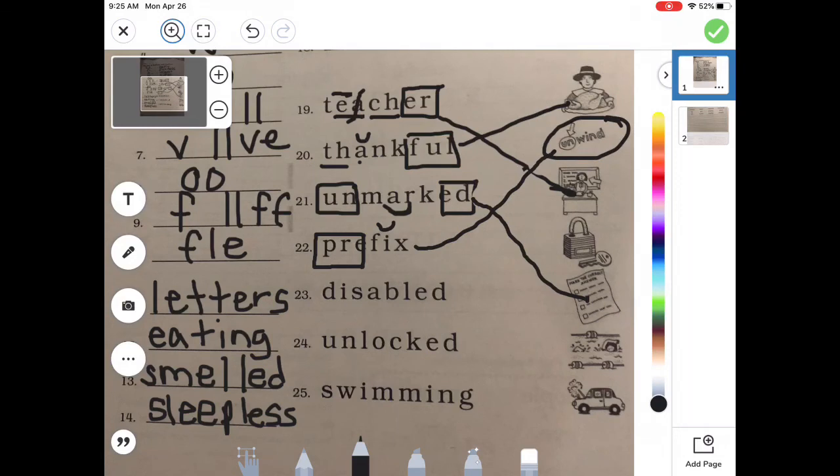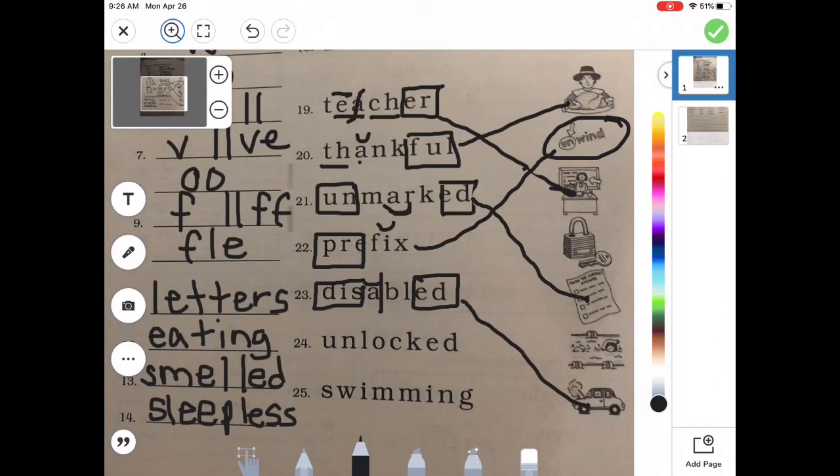Oh, this is kind of tricky. Are you ready? DIS. Very good. And then ED. What do I need to do now? This is actually a long A, so disabled. Disabled. So this car is disabled because it's broken down.